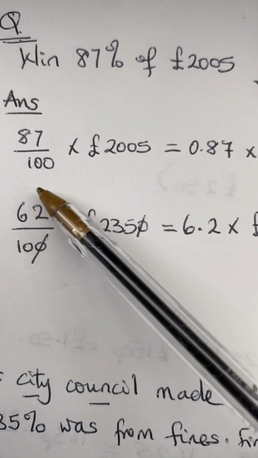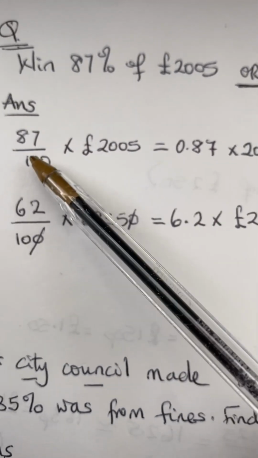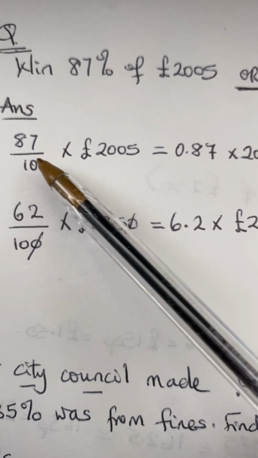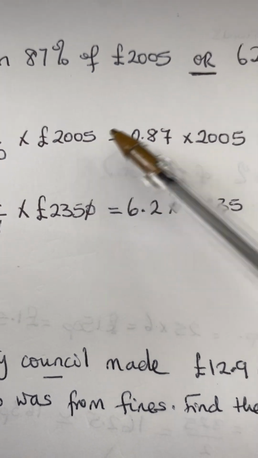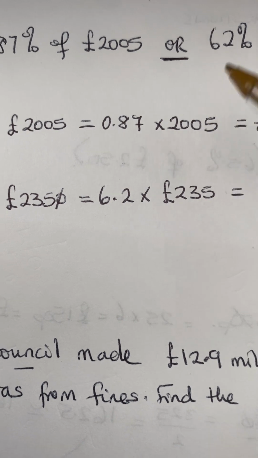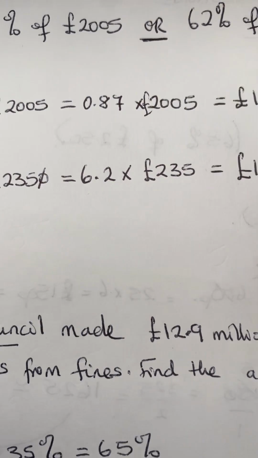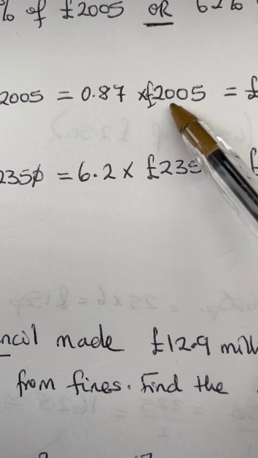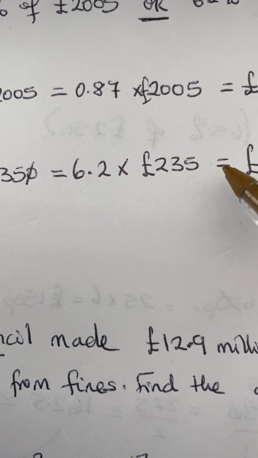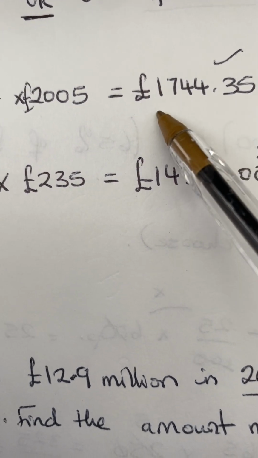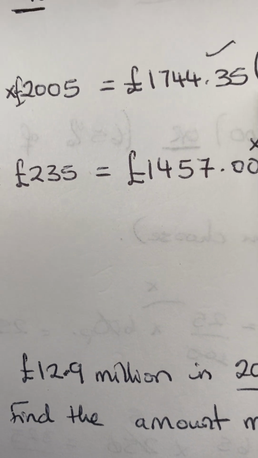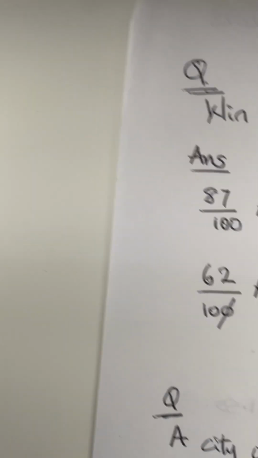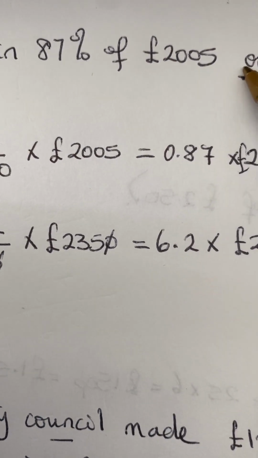Okay, and you can use so many methods, factors to simplify, but I'm going to use the powers of 10 here. So 87 over 100, straight away it will be 0.87 times 2005 pounds. So if I put 0.87 times 2005 on a calculator, I'm going to get 1744.35. So in pounds that will be 1744.35. So that will be the value of 87% of 2005.